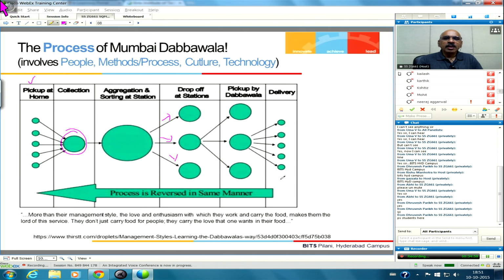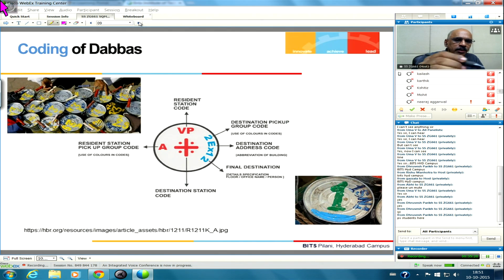So in the evening, when the employees finish their lunch, the empty dabbas are collected and again delivered back to the homes. See, imagine this scenario now. How is this possible? How is this possible?